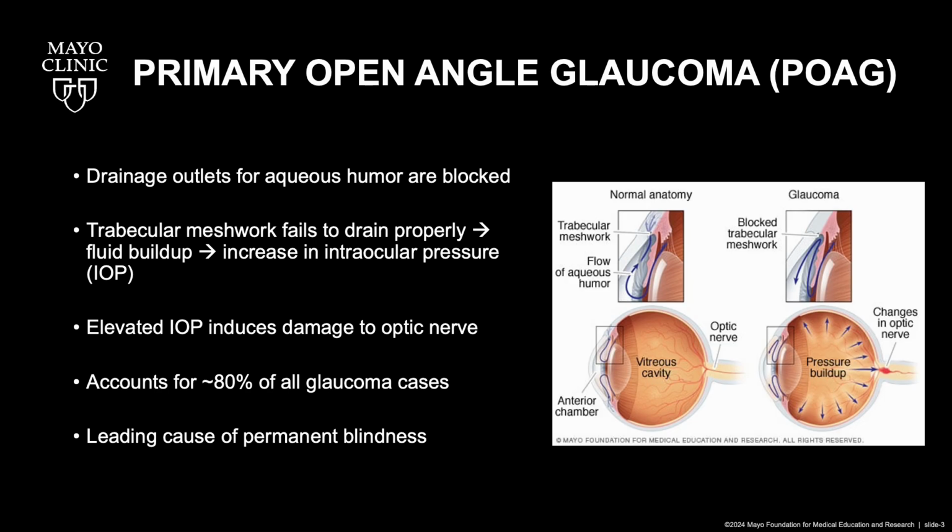As we can see in this figure right here, this is the normal anatomy where the outflow pathways are patent and the aqueous humor can flow from the anterior chamber into systemic circulation. But in glaucoma, we have a blockage of these outflow pathways, and this will increase the intraocular pressure, which then builds up and pushes on the optic nerve, causing irreversible vision damage.